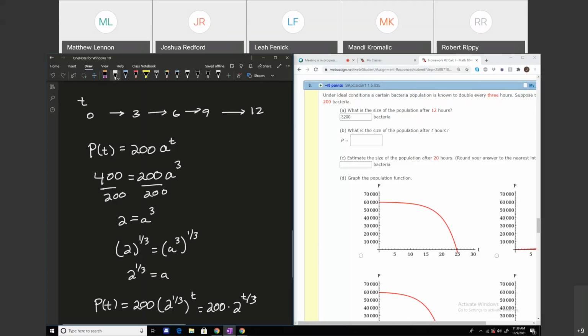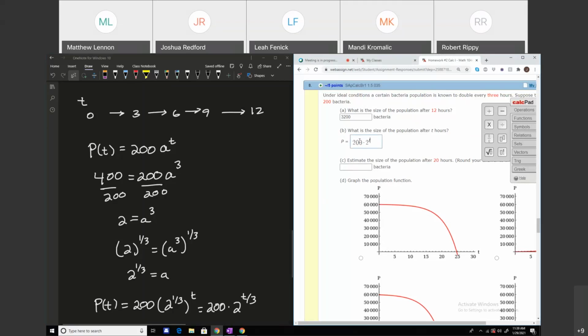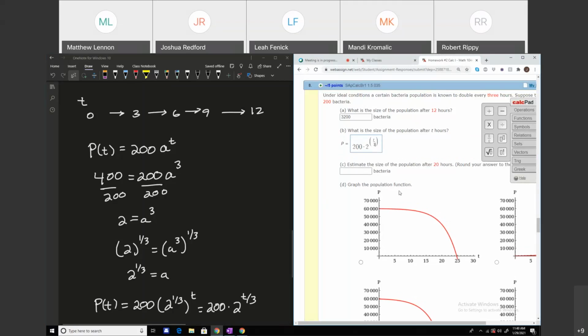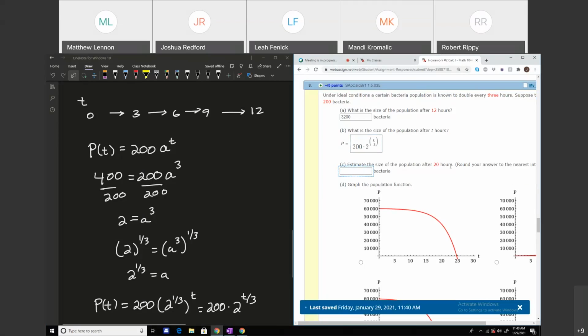But the thing they're asking for is what is the size after t hours? So they're really just asking for a formula here. So we're going to say 200 times 2 to the t over 3. To get the size after 20 hours, you just plug 20 into your calculator, 20 in for t, rather. So that would be nearest integer, does it say? On my numbers, I got 20,319 if I do nearest integer.